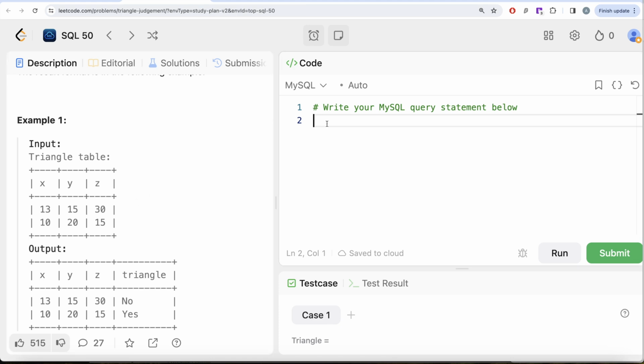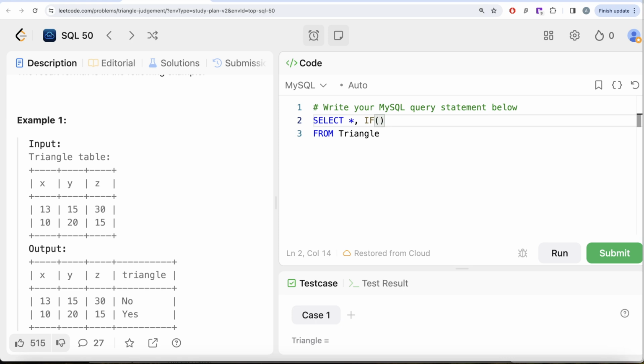So let's do that. From this table called triangle, we need all the three columns in our output. So we can just simply go ahead and write select star, and then we need a fourth column called triangle based on whether they can form a triangle or not. So we can use the if function that we learned earlier in this series, where we need to check one condition, and if that is true, then you return a certain value. If not, you return another value.